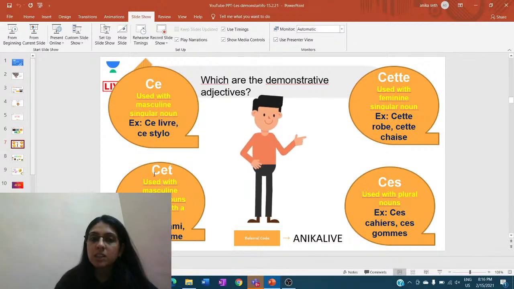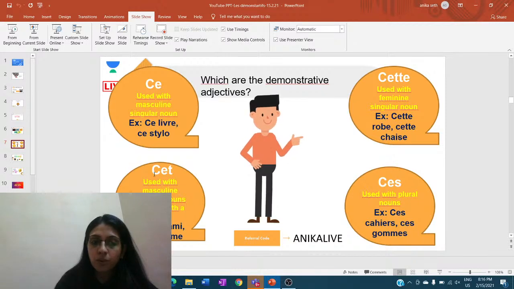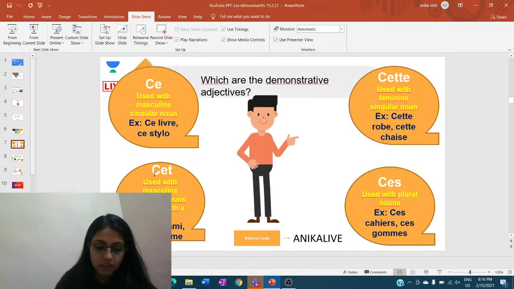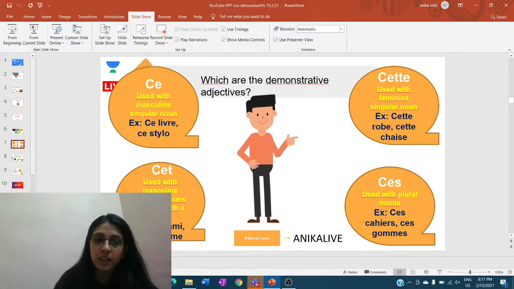Now we have a fourth demonstrative adjective CET, which we were discussing before this. So CET pronunciation is "cette". This demonstrative adjective we use when the noun is masculine, it is singular, and it starts with a vowel. So there are three conditions. If in a word these three conditions are fulfilled, then we use CET as the demonstrative adjective. So first it should be a masculine noun, secondly singular, thirdly starting with a vowel. Like here the example is given, cet ami, cet homme.